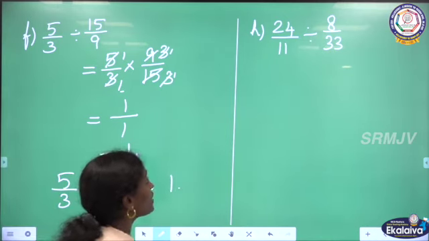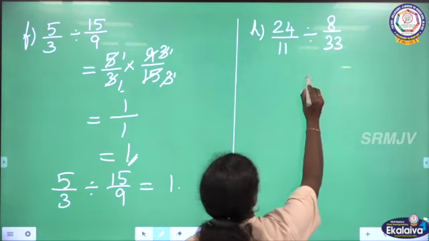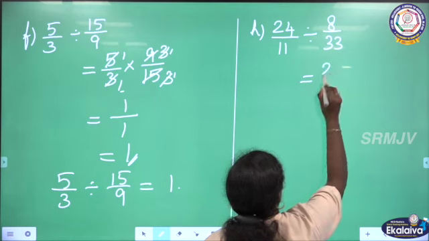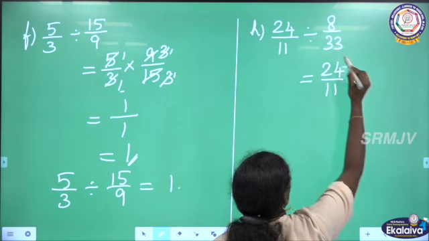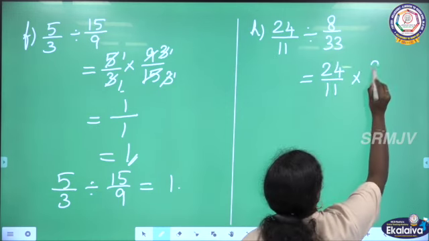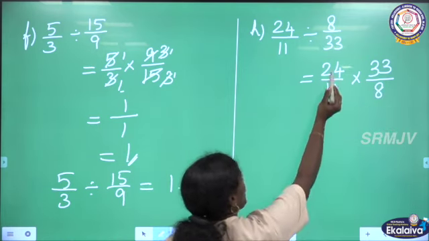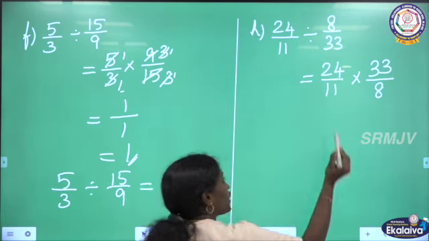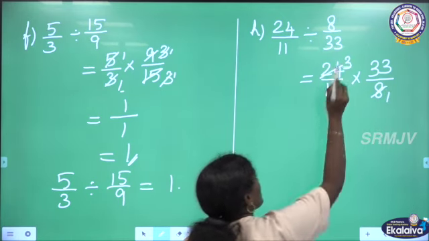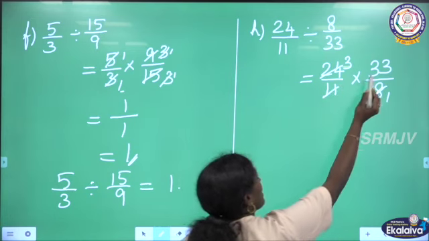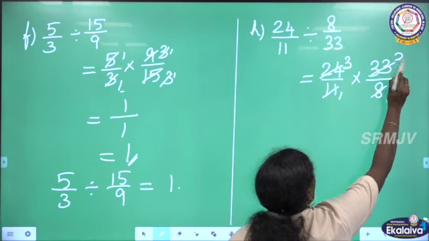Then next fraction 24 by 11 divided by 8 by 33. Here we are going to multiply the first fraction 24 by 11 by the reciprocal of the second fraction. Reciprocal of the second fraction is 33 by 8. Here we can reduce the numbers 8 and 24 in 8 table. In 8 table 1 time, in 8 table 3 times. Here also we can reduce 11 and 33 in 11 table 1 time. Here in 11 table 3 times.